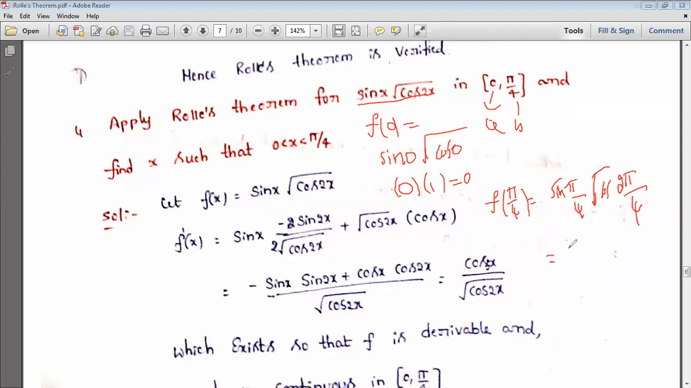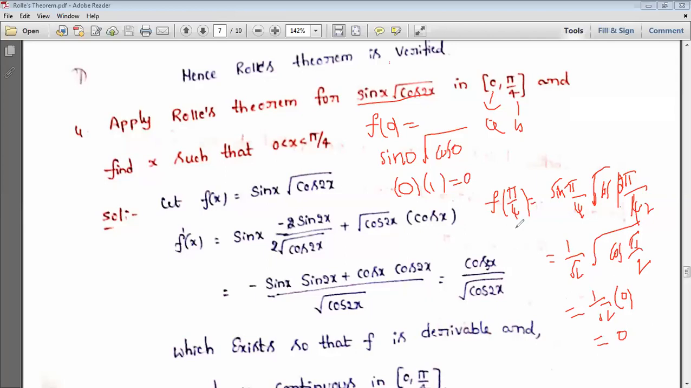So sine pi by 4 is 1 by root 2, and inside the square root of cos, if you observe, the 2 ones and 2 twos, simply I get cos pi by 2. So 1 by root 2 into cos pi by 2, where cos pi by 2 is 0. So simply I am getting 0.